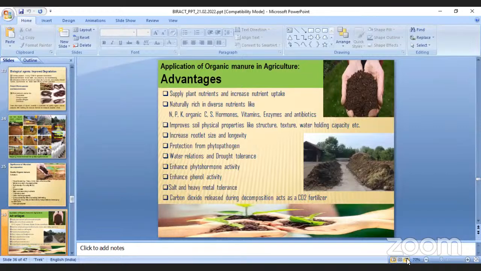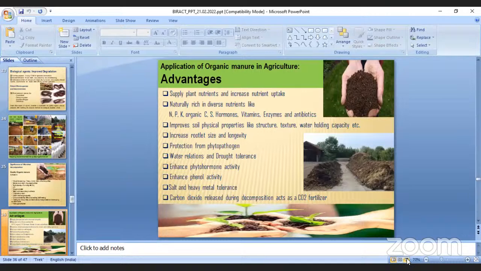Yes, thank you. So these are some of the advantages. Why should we use organic fertilizers or these sustainable approaches instead of chemical fertilizers, or to reduce the load of chemical fertilizers? They play an important role in nutrient uptake. They are basically rich in many nutrients like nitrogen, phosphorus, potassium. Okay, if you test it, they can play an important role in improving soil physical properties like water retention capacity, porosity, and texture.